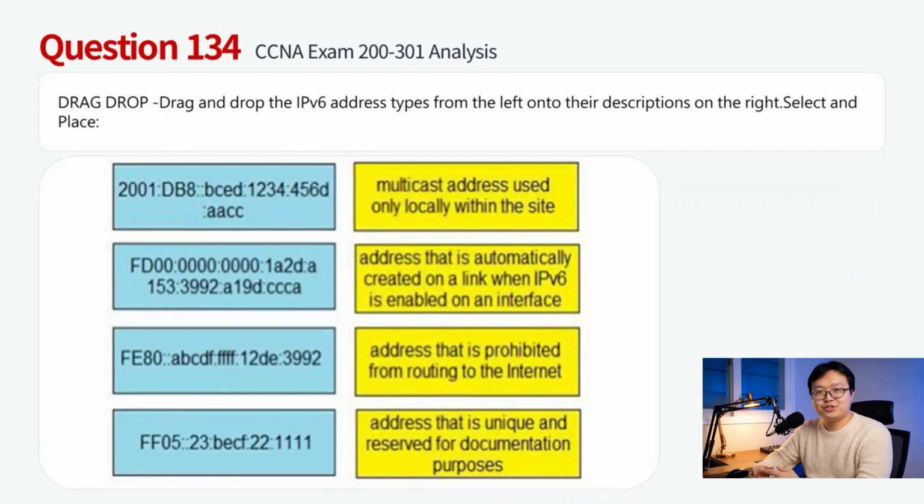The address 2001:db8::/32 is reserved for documentation. The FD00::/8 range is for unique local addresses which are not routed on the public internet. The FE80::/10 range is for link local addresses which are automatically created. The FF05::/16 range is for site local multicast addresses. Therefore, the answer to this question is shown in the figure above.